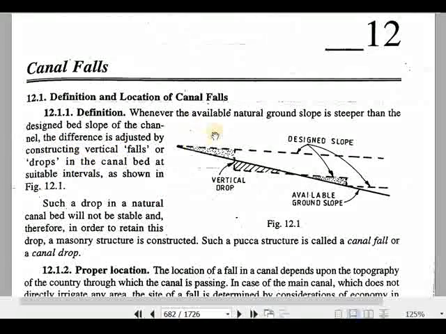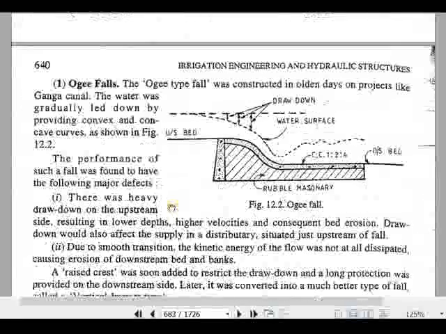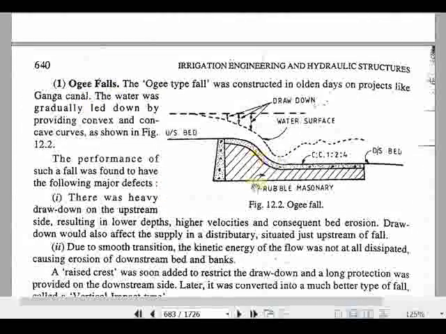Familiar with the definition: whenever the available natural ground slope is steeper than the designed bed slope of the channel, then the difference is adjusted by constructing some drops or falls. So types of falls, the ogee fall we have discussed in Iqbal's book.